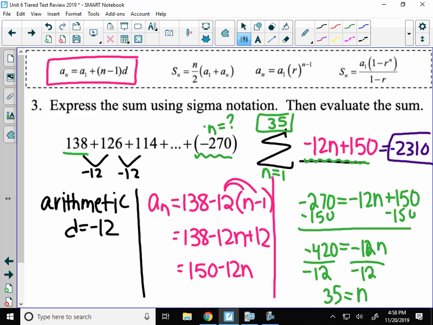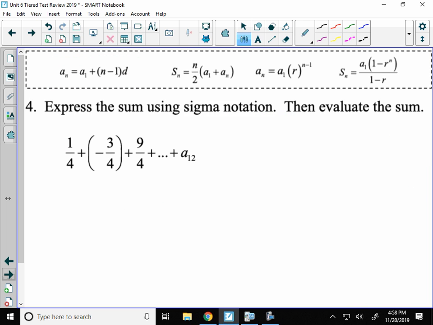All right, last one for this video. Express the sum using sigma notation, then evaluate. Now this sequence is going to be geometric. If I start at 1/4, it looks like I'm going to multiply by negative 3 to get to the next term. Then negative 3/4 times negative 3 again gets me to positive 9/4. I'm alternating signs. So this is geometric, and my r is negative 3.